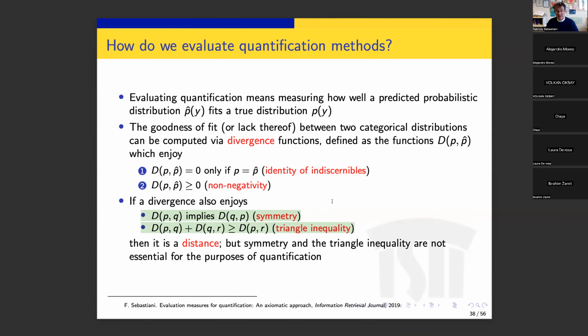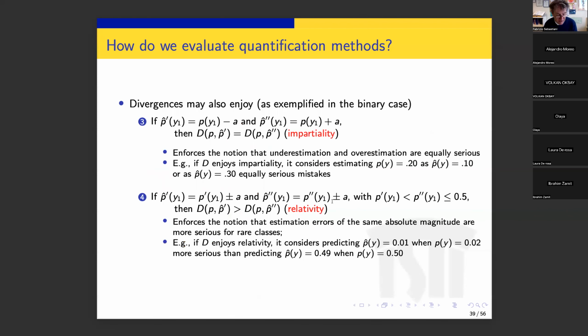For instance, one reason why symmetry is not necessarily desirable is that we are always comparing a predicted distribution to a true distribution. So if our divergence doesn't enjoy symmetry, in order to use it fruitfully we only need to establish that the first argument is the predicted distribution and the second argument is the true distribution, or vice versa, and never exchange their roles. But we don't need symmetry, we don't need the triangle inequality.